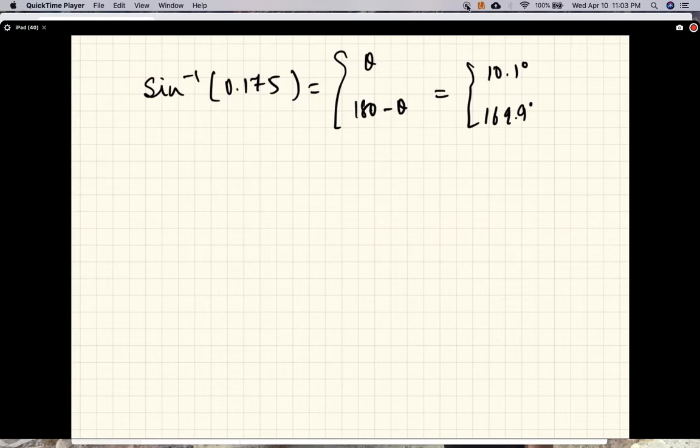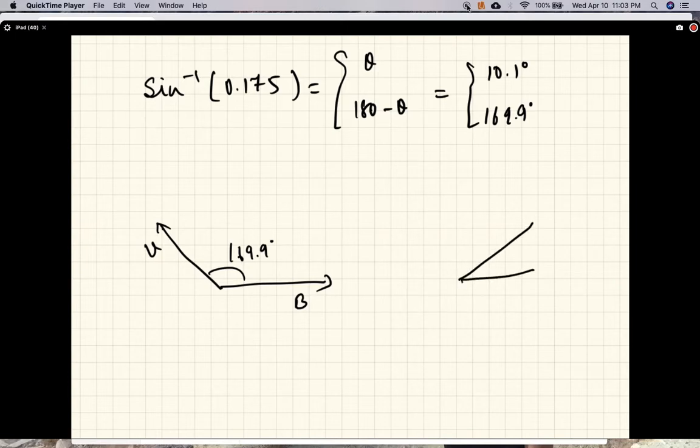169.9 degrees. So what we are saying is, if the electron is moving relative to the magnetic field at 169.9 degrees or at an angle of 10 degrees, the magnitude of the force on the electron would be the same. So that's what we found. All right, that takes care of this problem.